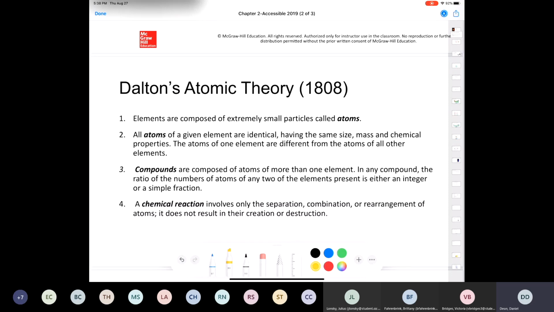So Dalton's atomic theory is as follows. We'll start with the first point, which is that elements are composed of extremely small particles that he called atoms. All atoms of a given element are identical, having the same size. They all have the same mass and chemical properties. The atoms of one element, let's say gold, are different from all atoms of all the other elements. So say you have another element, say silver. Well, the atoms of gold are different than the atoms of silver.